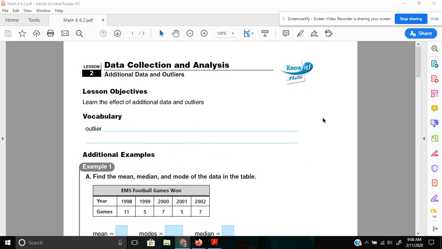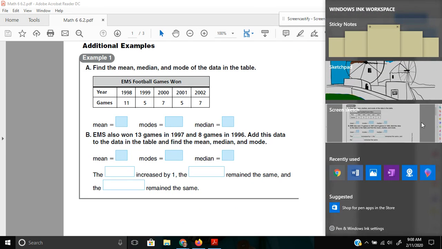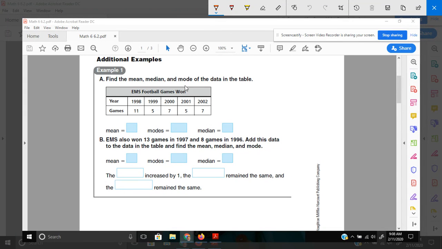All right, let's take a look at the first example, and you'll notice that we're doing a lot of the same as what we did last section. It says find the mean, median, and mode of the data in the table. Okay, so here's our different games for the football games that we won. In 98, we won 11. 99, we won 5. In 2000, we won 7, and so on and so forth. Let's line up our data here, and I'll line them up in order. So I've got 2 5s, I've got 2 7s, and I've got 11. Least to greatest, here's my numbers.